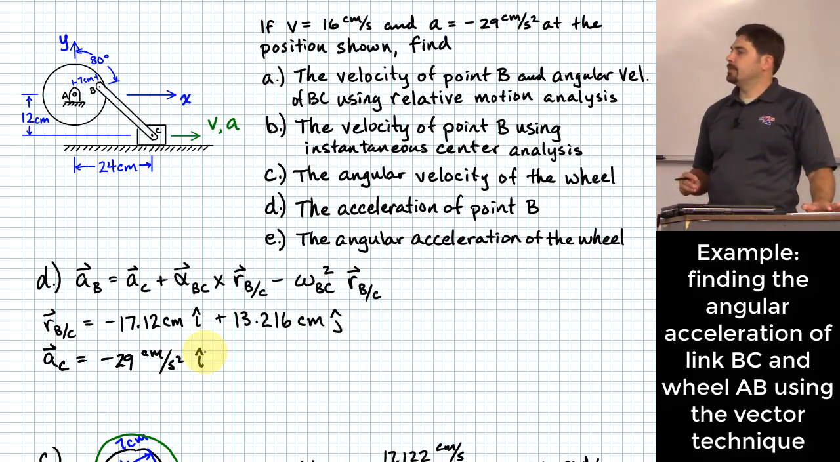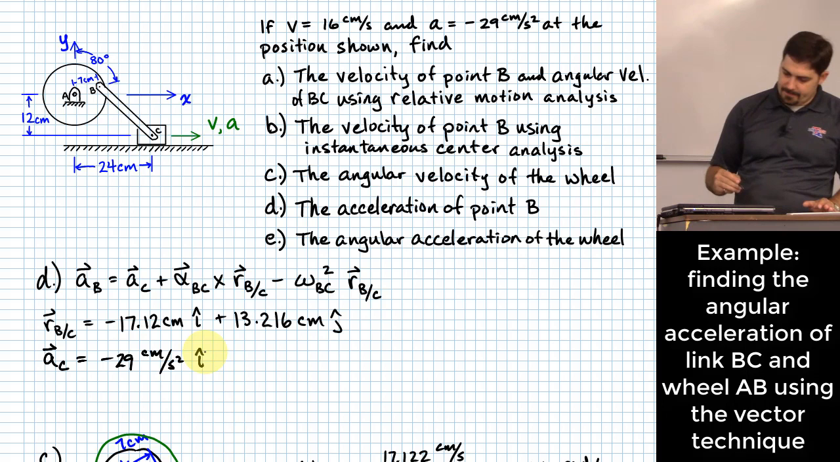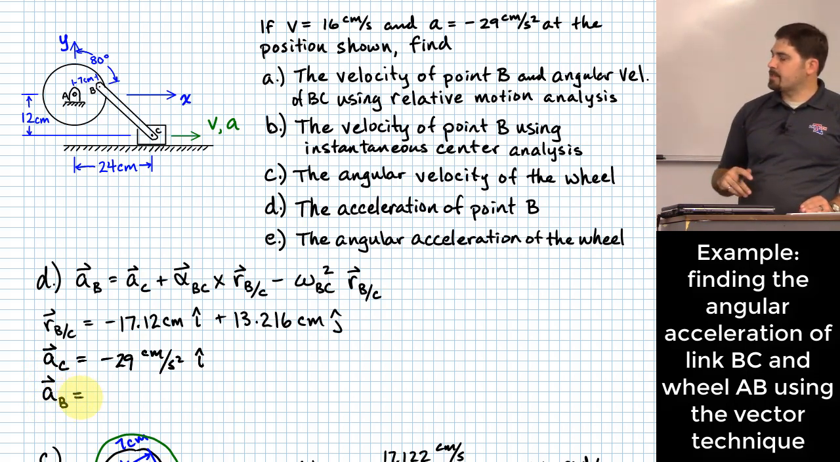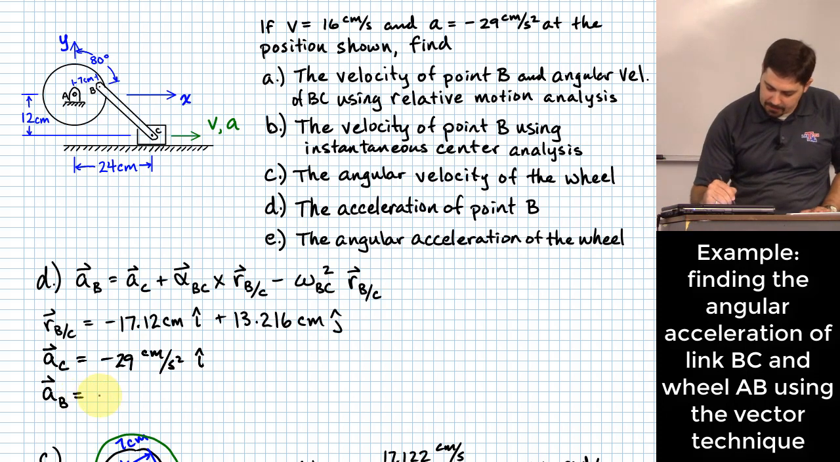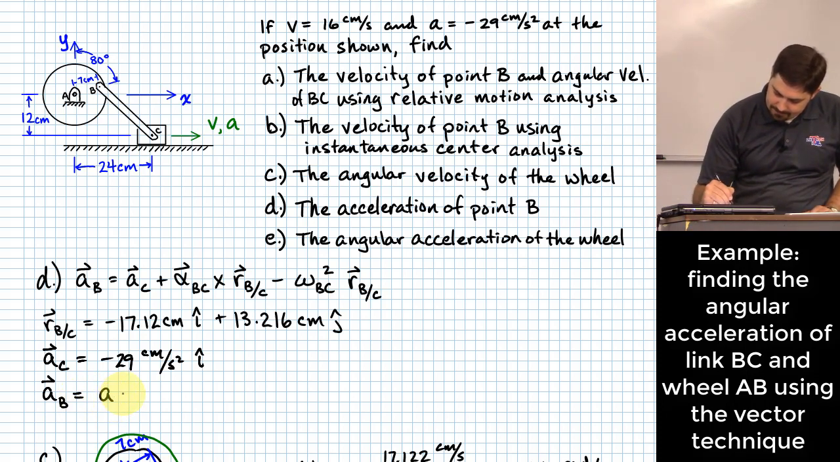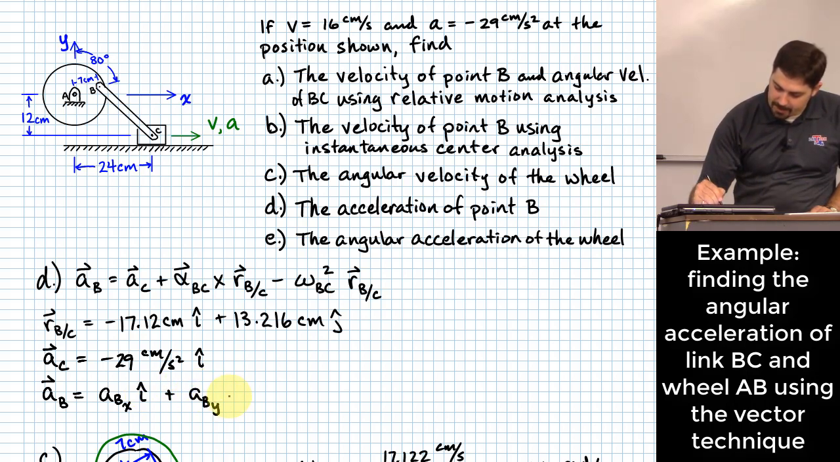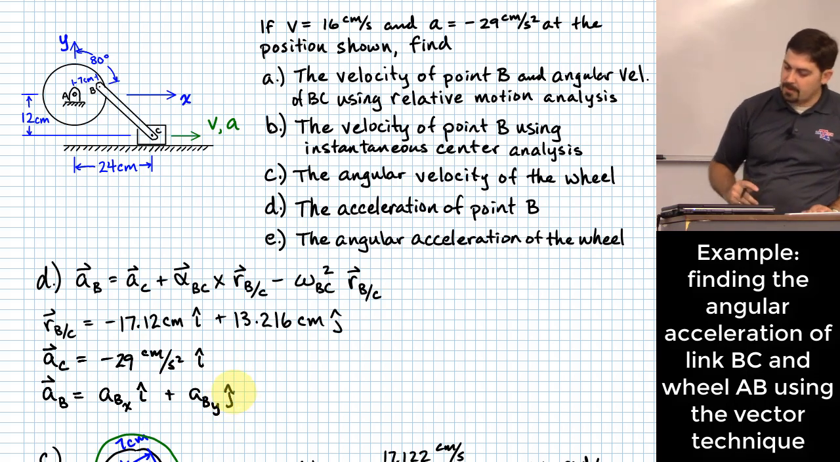Now, AB. Here's one of the things that's tricky here. AB is going to be an acceleration defined by an acceleration in an x direction. Okay, so acceleration of B in the x direction, I, plus the acceleration of B in the y direction, J.